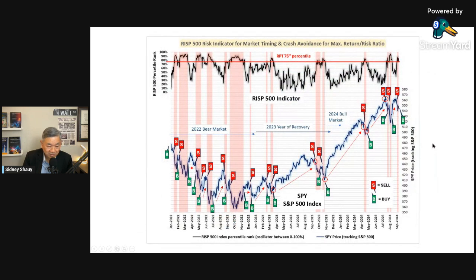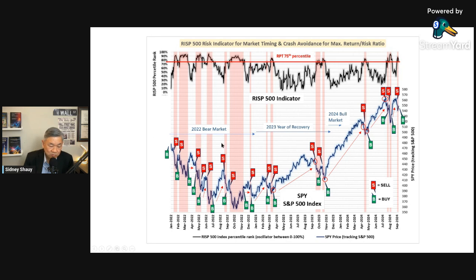All right. So here, just real quick, so you can see, we have the RISP 500, the risk indicator, on top, and the S&P 500 on the bottom, the SPY ETF.